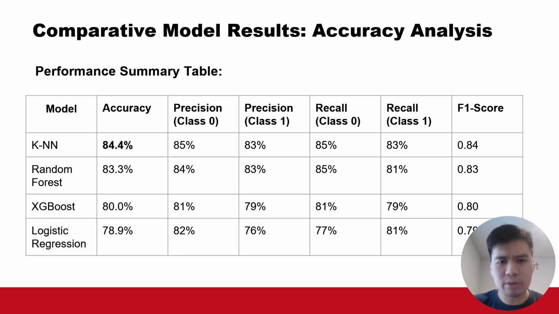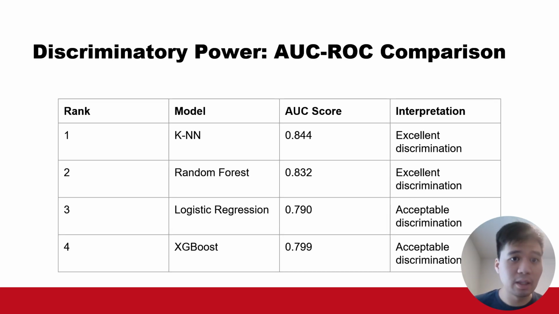But let's look at another important metric that tells us more about discriminatory power. I want to show you the AUC scores, or the area under the curve scores of the ROC curve. This measures the model's ability to discriminate between patients with or without heart disease. Like I mentioned earlier, AUC stands for area under the ROC curve, and it's an extremely important metric in medical prediction because it evaluates model performance across all possible classification thresholds, and not just one cutoff point.